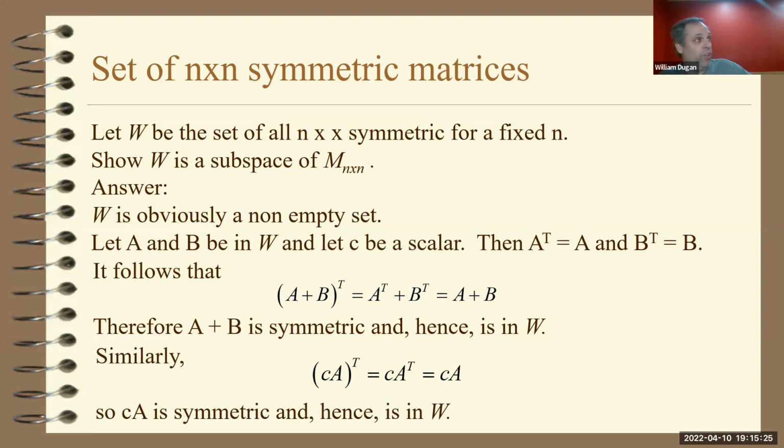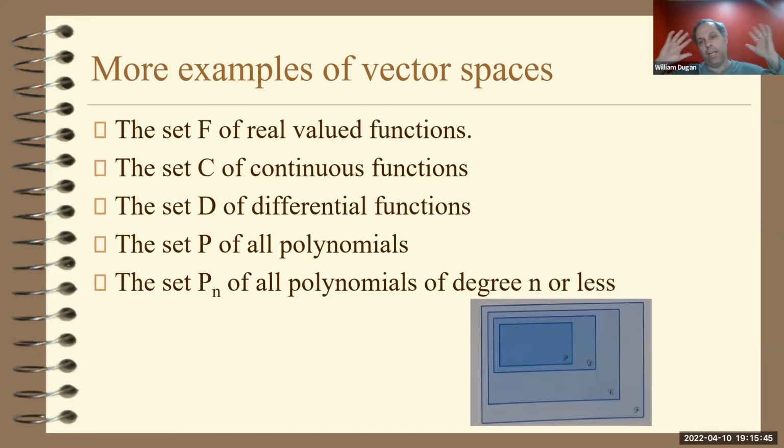So then this particular set of n by n symmetric matrices is a subspace of the vector space M sub n by n, and is therefore itself a vector space using the normal matrix addition rules and normal matrix scalar multiplication. Now there are so many other examples we could do. That's what makes this subject so interesting.